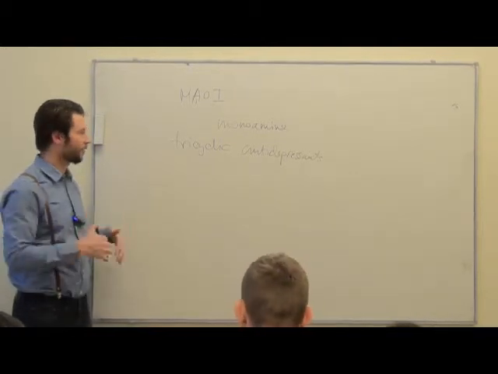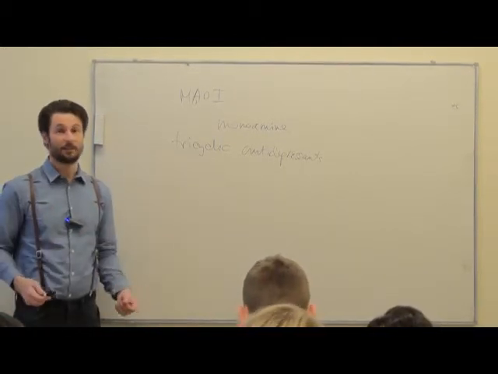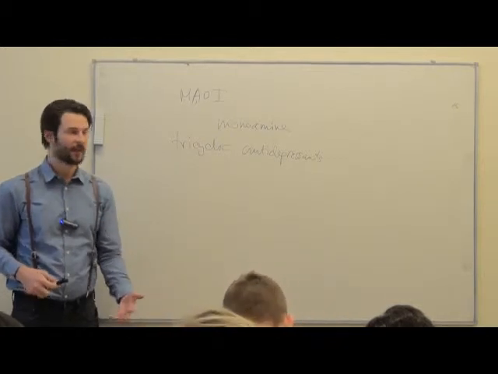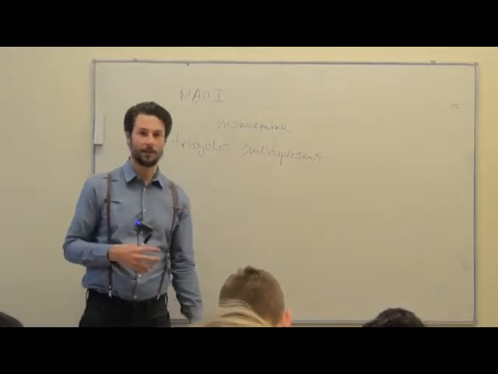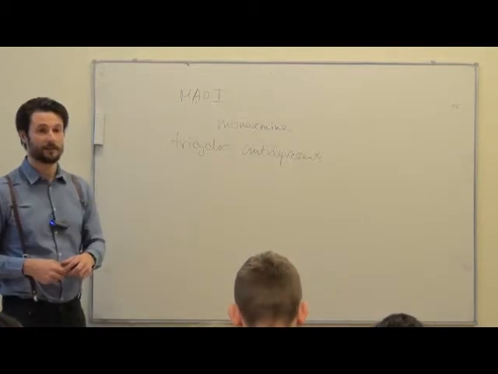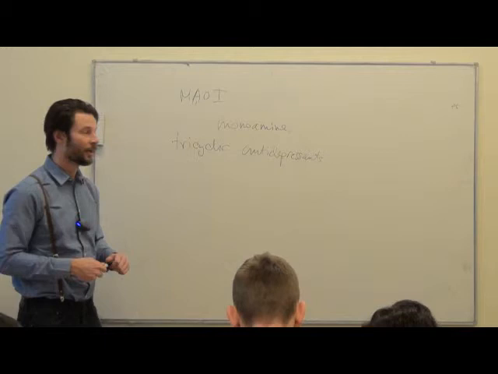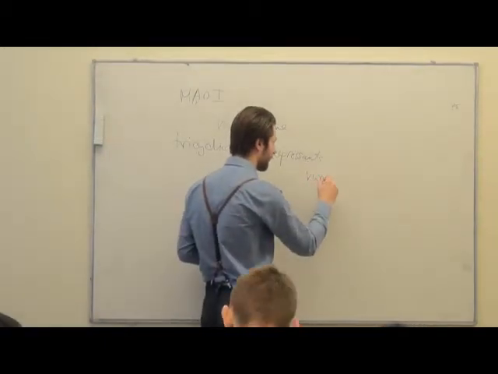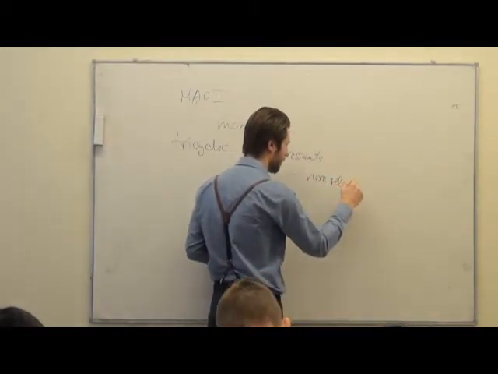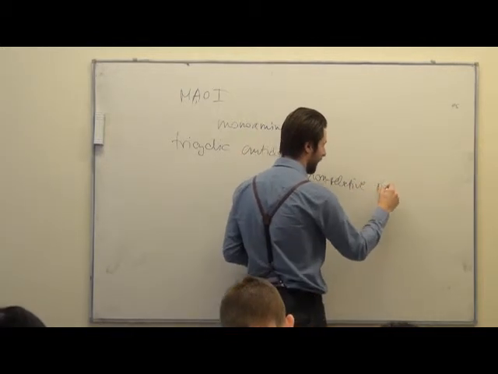Tricyclic antidepressants were discovered, and it was noticed that they help against depression very effectively. And only much, much later was it discovered that all these tricyclics inhibit the reuptake of monoamines. So these are non-selective reuptake inhibitors.